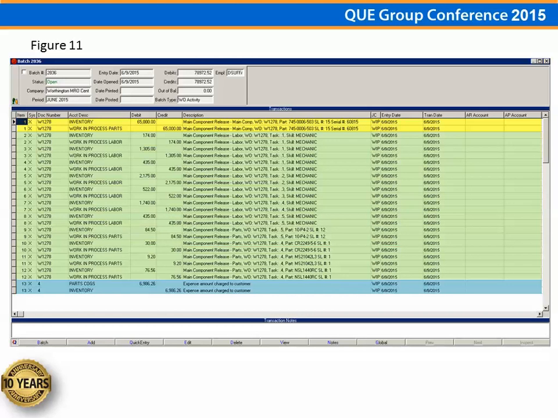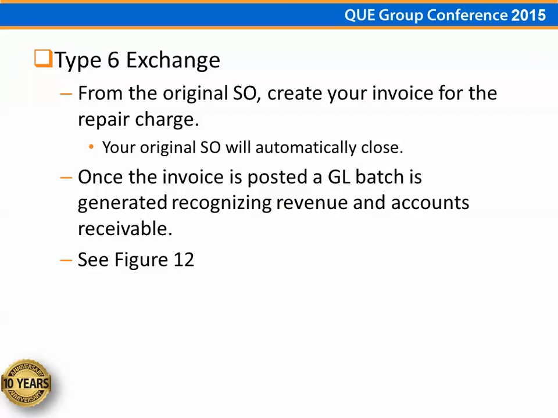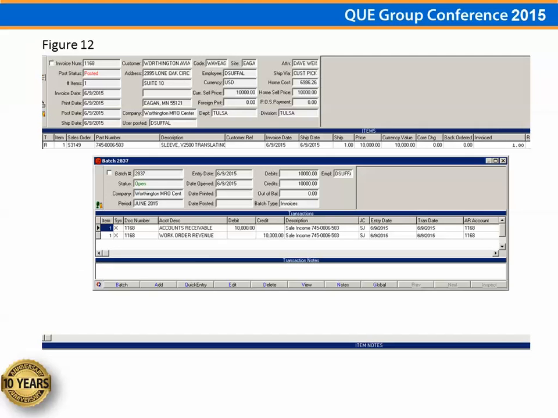So that lines out the 3 separate transactions that happen in one batch, and you can see how it flows through, and you end back up with your original inventory core. Again, that can change depending on how your company wants to structure that, how you've chosen to cost, and if you have predefined lot or percentages set up. From the original sales order, you're ready to just create your invoice now, and your sales order will automatically close just like any other normal transaction. Once the invoice is posted, you'll have a GL batch recognizing revenue and accounts receivable for your repair charge.